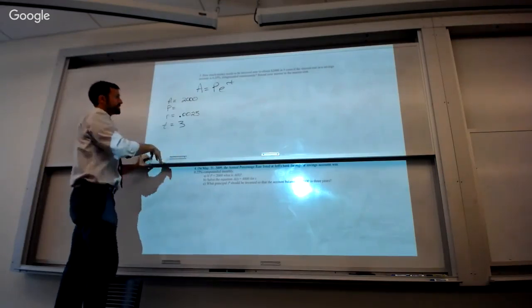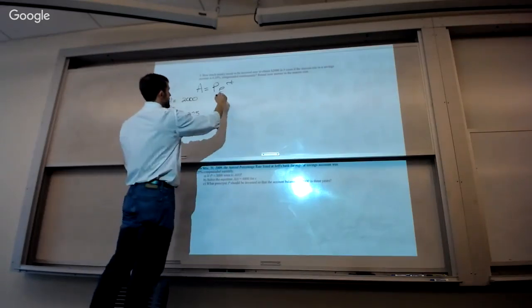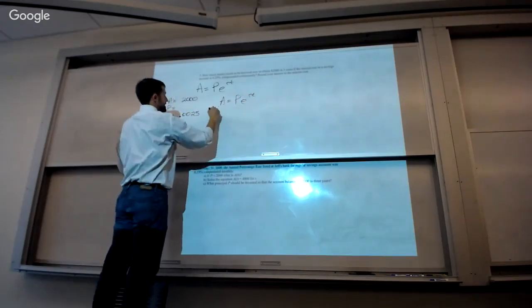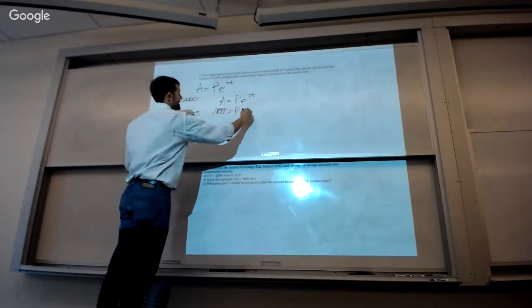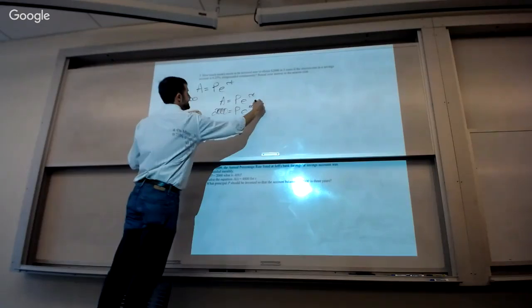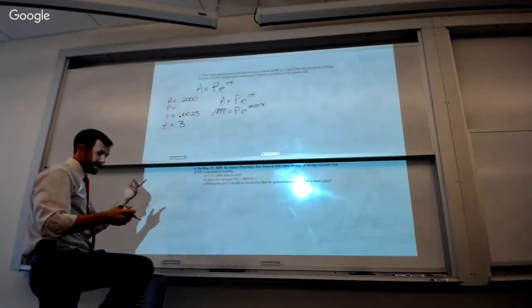So we plug all the information that we currently have into the formula A equals PE to the RT. Let me write the formula again, A equals PE to the RT. I plug in A is 2,000. I don't know P, so I just leave P. And then I write E to the R, which is 0.0025, and then T, which is 3. At this point, I have a number for everything except for P.